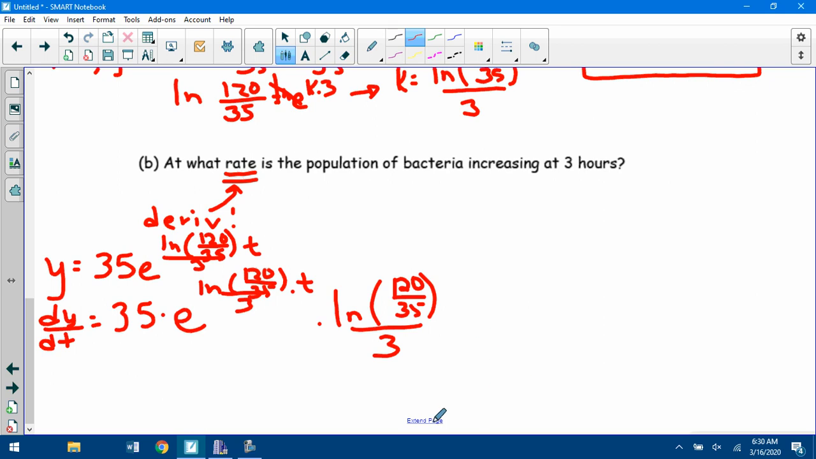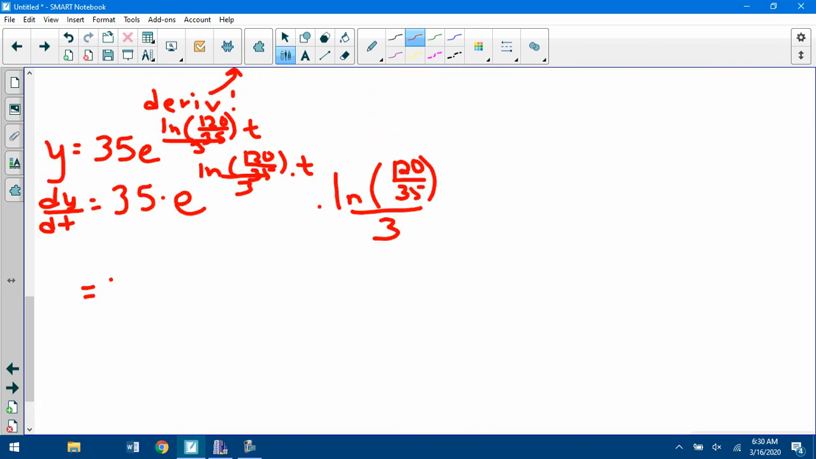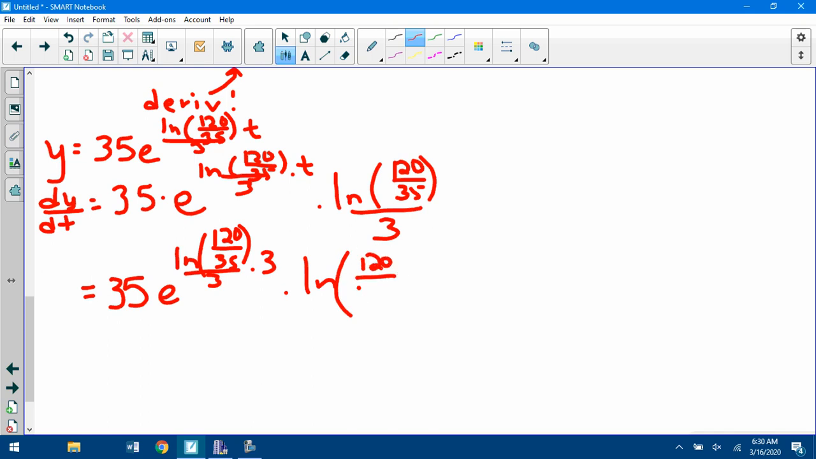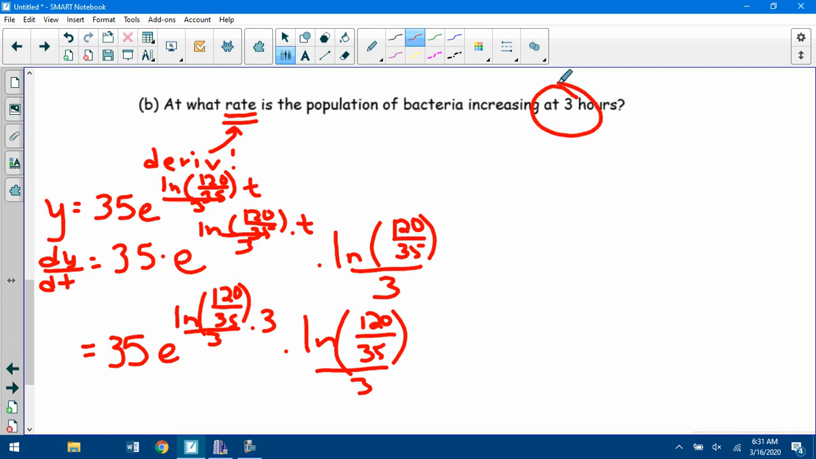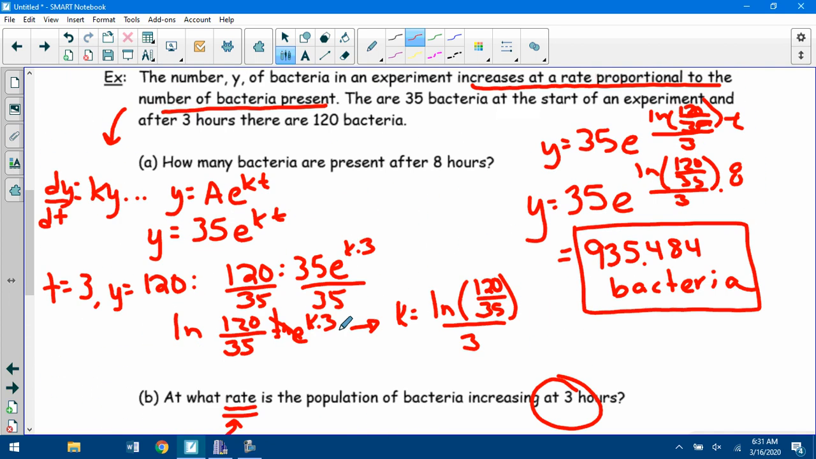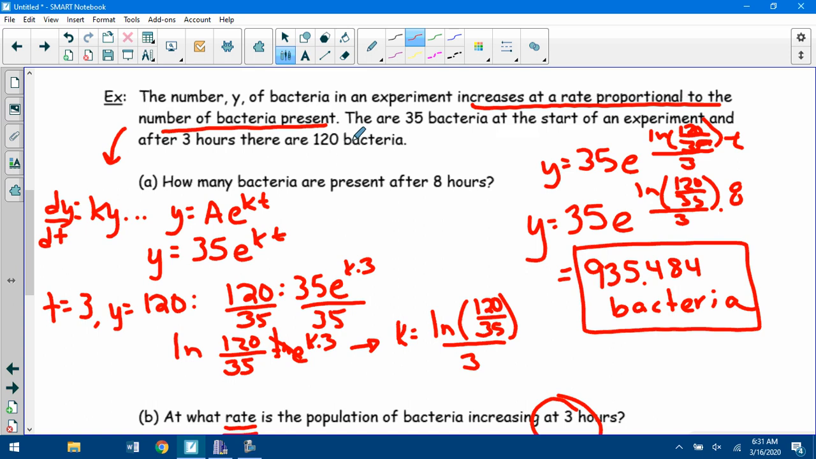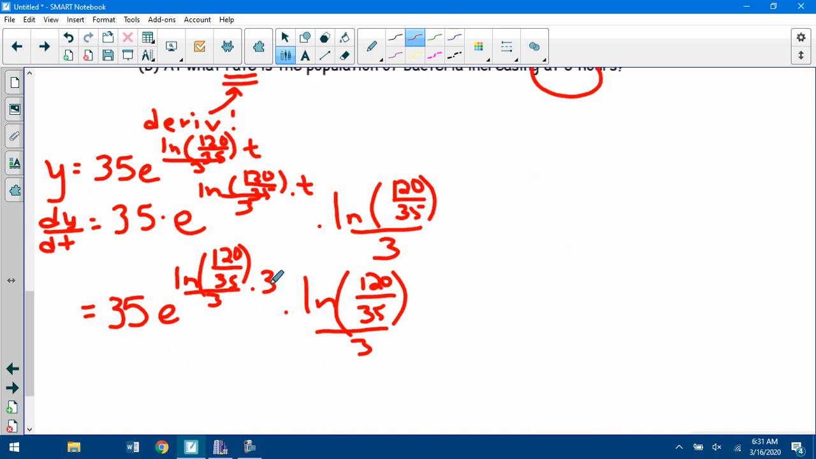Okay, so evaluating that at t equals 3 would look like 35 e to the ln of 120 over 35 over 3 times 3, times ln of 120 over 35 over 3. Again, I plugged in 3 there just because it asked me specifically at 3 hours. Now you could plug that all into your calculator, it's all numbers, or use what you know. We already know after 3 hours there was 120 bacteria. Well, that's what I just figured out when I plugged 3 into this part. So this should all be 120, and if you plug it into your calculator, you'll see that it is.